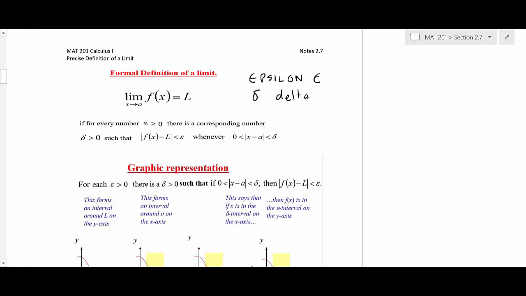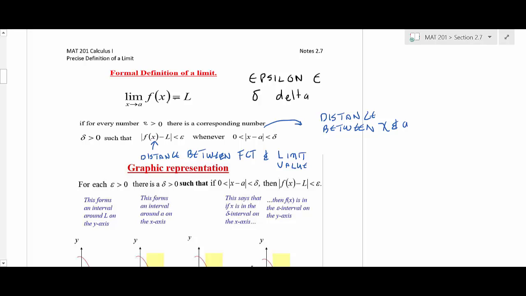So one of the things that you want to maybe make a note to yourself right here, this part right here is really giving a distance between the function and L, which is the value of the limit. So it's the limit value like that. And then this right here is giving a distance from x. So it's a distance between x and the value you're interested in on the limit, which is a, like that. Epsilon is a positive number. Delta is also a positive number.